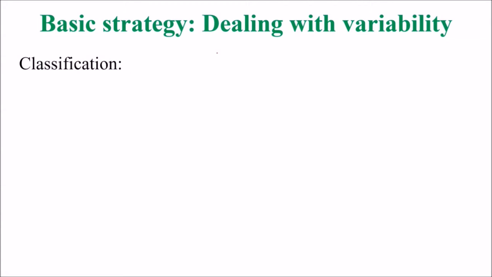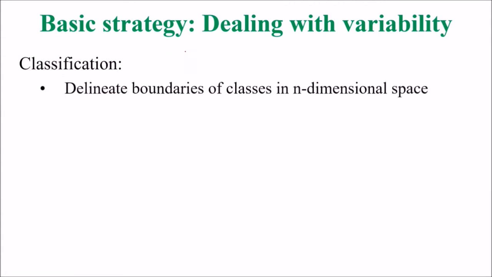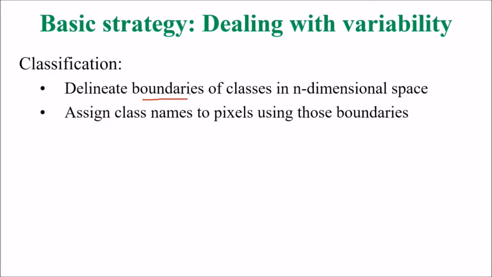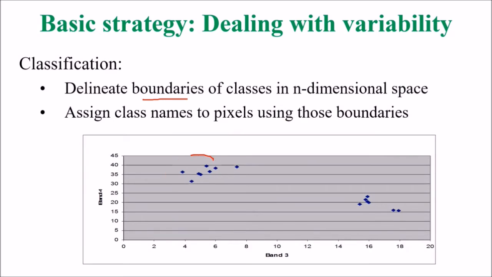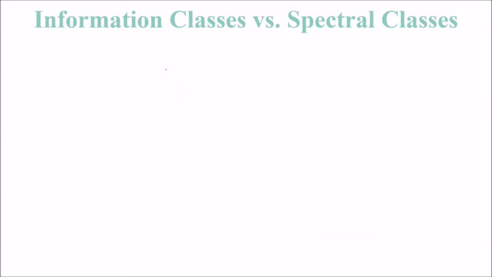So the basic strategy here is dealing with the variability. In classification, we delineate the boundaries of classes in n-dimensional space. We assign class names to pixels using those boundaries like this. Okay. This is one. This is another.